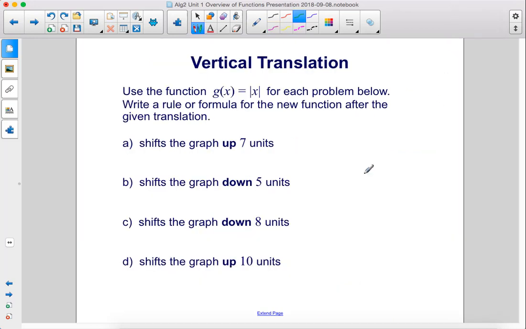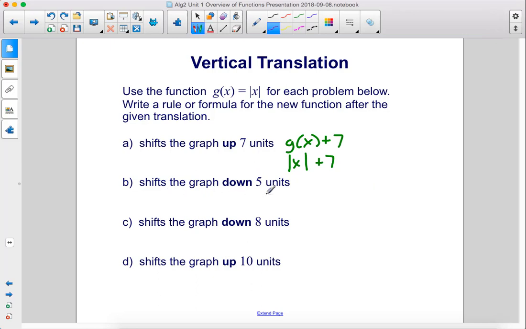Use the function g of x equals the absolute value of x for each problem below. Write a rule or formula for the new function after the given translation. So, what formula will shift the graph up 7 units? That would be g of x plus 7. So that would be the absolute value of x plus 7.